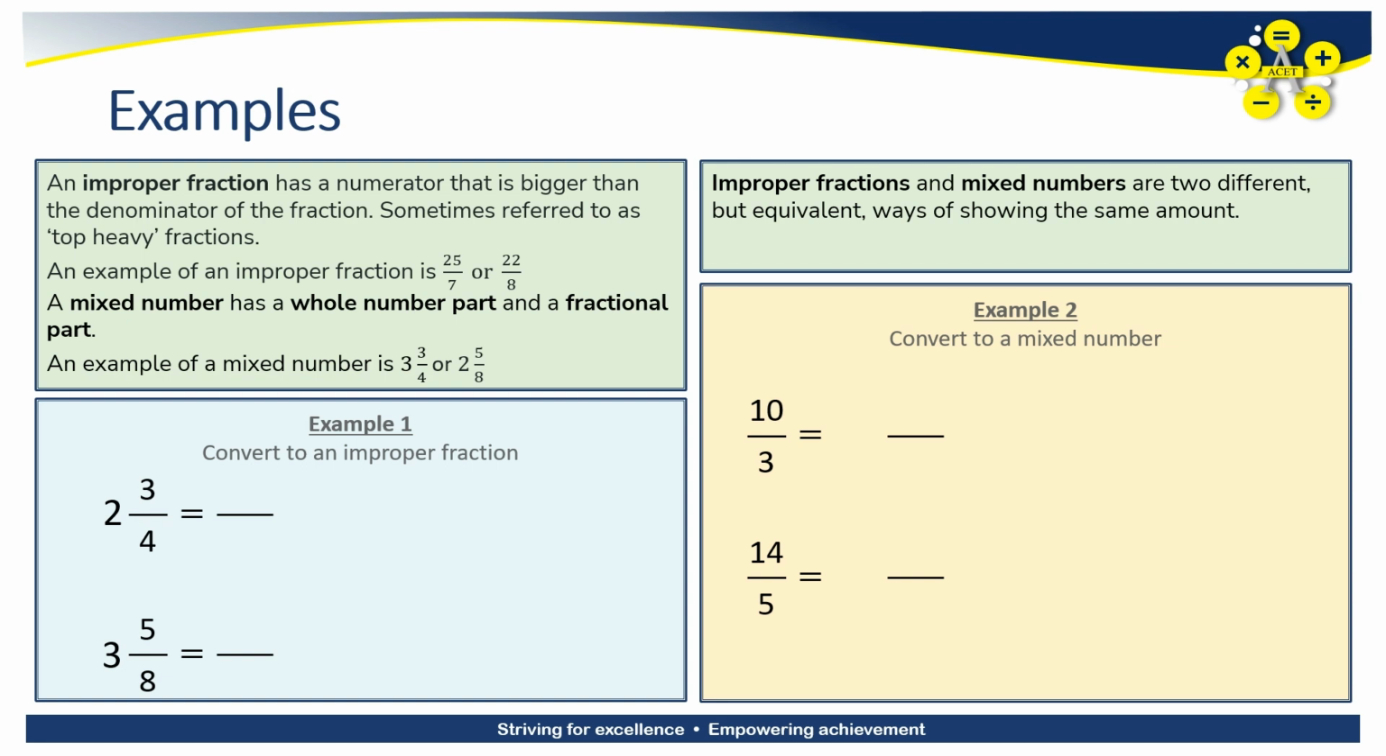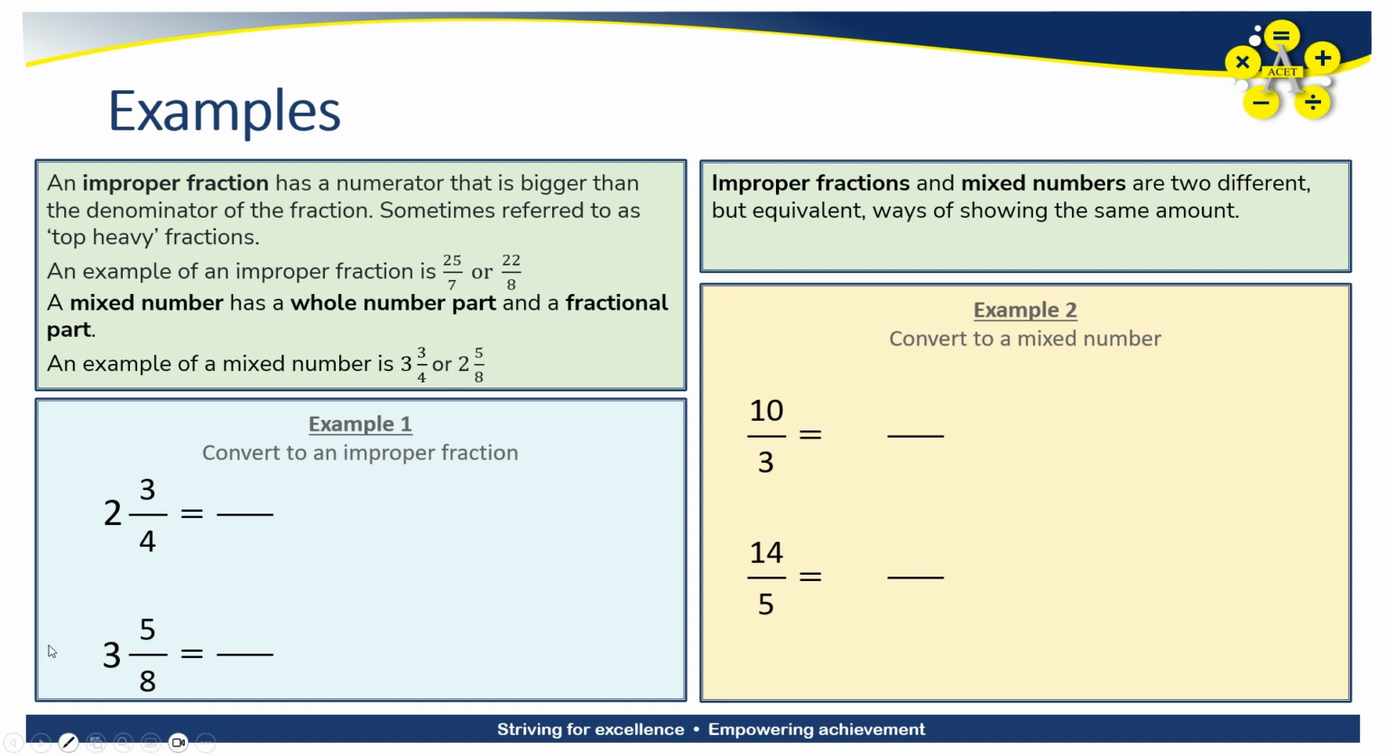Now a mixed number has a whole part and a fractional part. So for example, we've got 3 3/4 or 2 5/8. So I've got that whole part, the 3 and the 2, and then a fractional part, the 3/4 and the 5/8 respectively. Now improper fractions and mixed numbers are two different but equivalent ways of showing the same amount. So when we're converting, we're not changing the value, we're just changing how we present it.